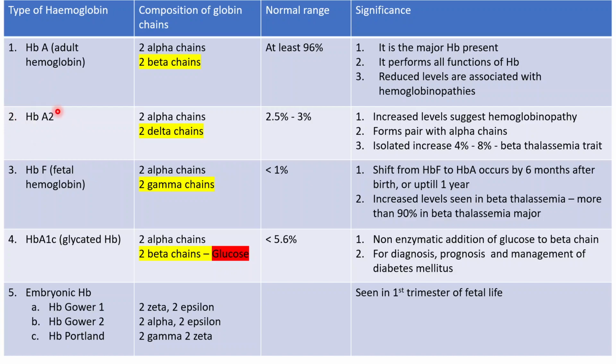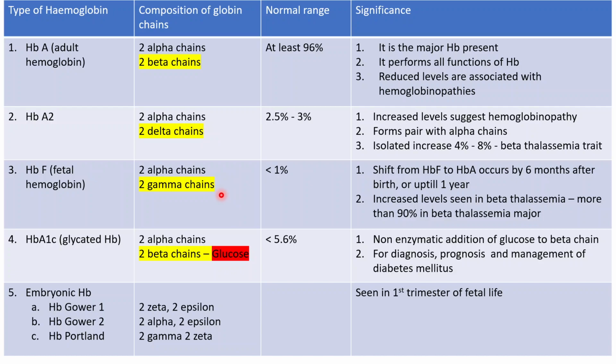The other type of normal hemoglobin, which is present in us is hemoglobin A2, which also consists of 2 alpha chains, but instead of beta we have 2 delta chains. And similarly we have hemoglobin F or fetal hemoglobin, which consists of 2 alpha chains and 2 gamma chains. So we have 3 types of hemoglobin: hemoglobin A, hemoglobin A2 and hemoglobin F, which are all having 2 alpha chains, but there is difference in beta chains, delta chains and gamma chains.